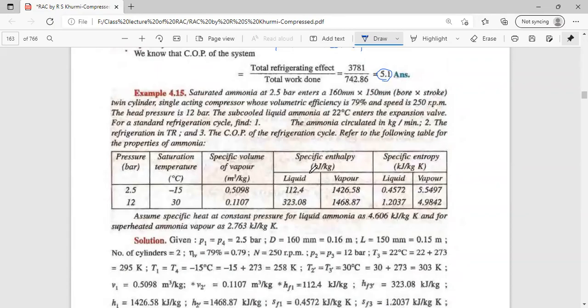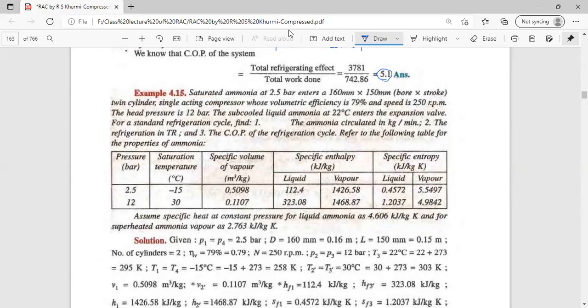Here we are also using ammonia at 2.5 bar, and it is shown in the problem that the pressure, specific volume, enthalpy, and specific entropy are all given by the problem itself, so that we don't have to consider a psychrometric chart. Generally, in your exams, as nobody knows which refrigerant will be given, all this input is supposed to be given in the problem itself.